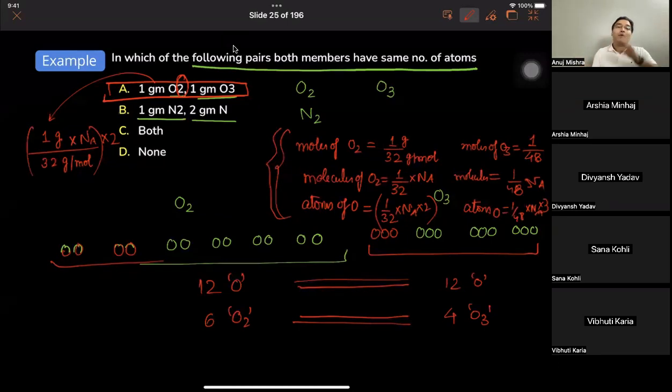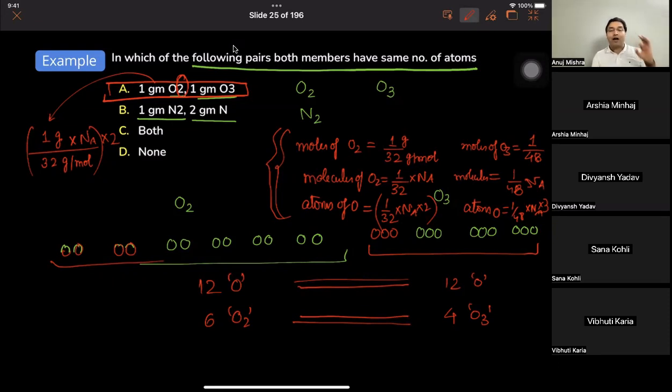At the same moment, 1 gram of N2 and 2 gram of N can never be the same because one is 1 gram, the other is 2 gram. Both have nitrogen as an element, but the masses are different. How can the number of atoms be the same? If mass is different, how can the number of atoms be the same for the same element, nitrogen? Think about it. So what's the correct option?